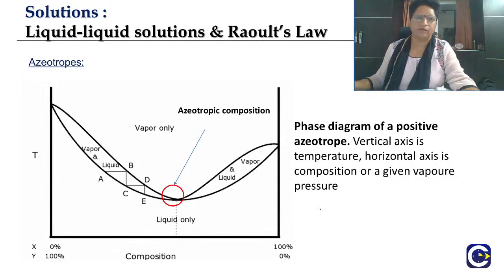So we are taking up a graph of temperature versus composition. இது என்ன? Azeotrope ஓட graphs. Vertical axis என்ன? So if you see, this is the azeotropic composition where you have only liquids.